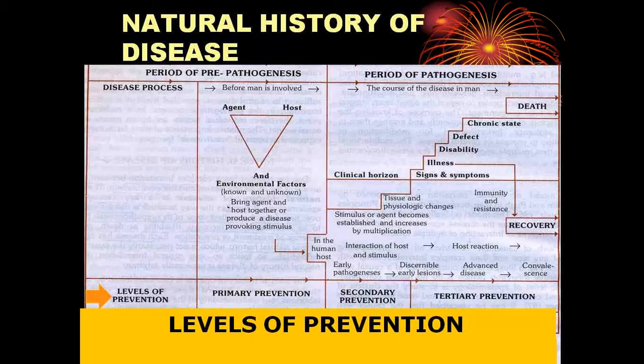In case you apply some methods in the pre-pathogenesis phase, that is primary prevention. Whereas in the pathogenesis phase, once you have signs and symptoms, if you apply some prevention here, that is secondary prevention. Whereas once the disease progresses to disability and defect, the only thing that you can do is tertiary prevention. Now you will ask me, where is primordial? Primordial is even before this. It is even before the disease process starts.